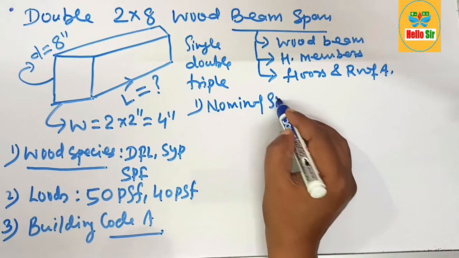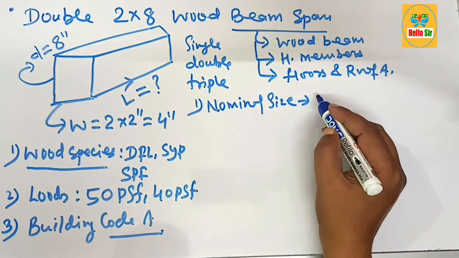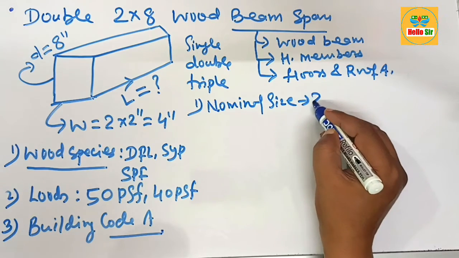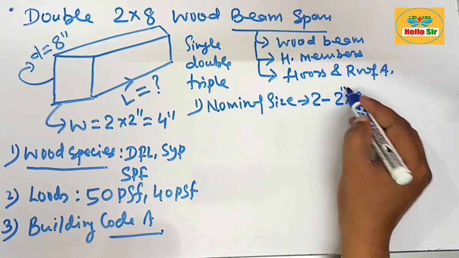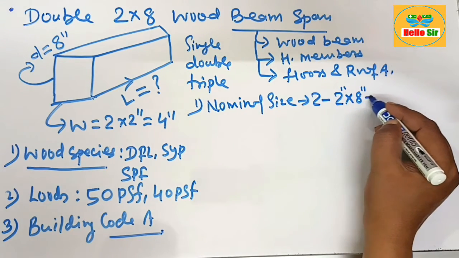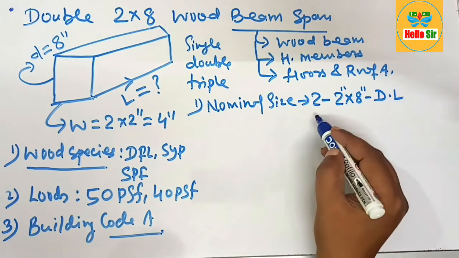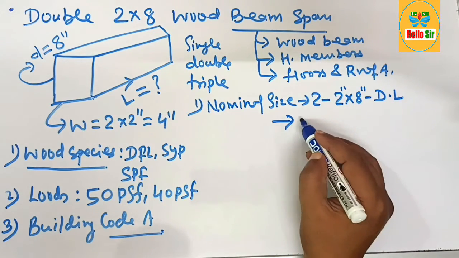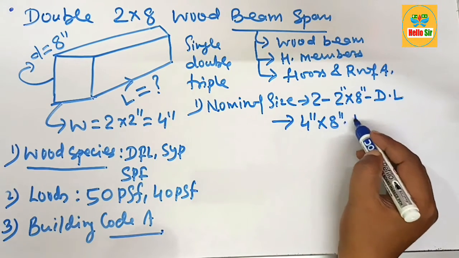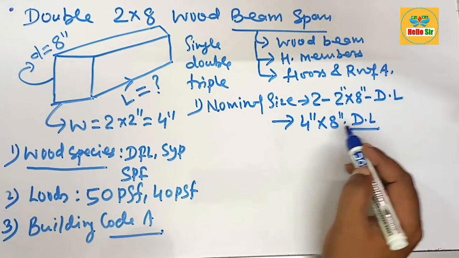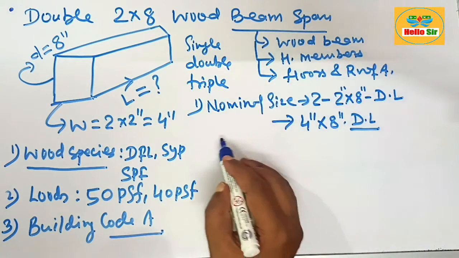First, we understand the nominal size of this beam. The nominal size of a double 2 by 8 wood beam means 2 pieces of 2 by 8 inch dimensional lumber nailed together to form a double 2 by 8 wood beam. This can also be written as 4 inches by 8 inches dimensional lumber. This is the nominal size, and now you have to figure out the beam span.